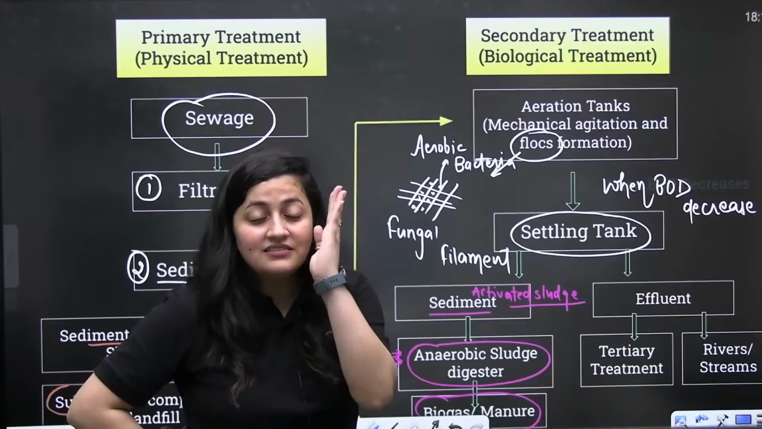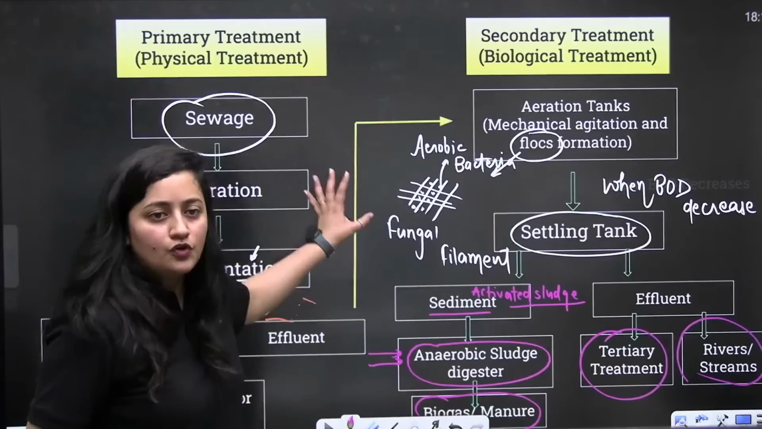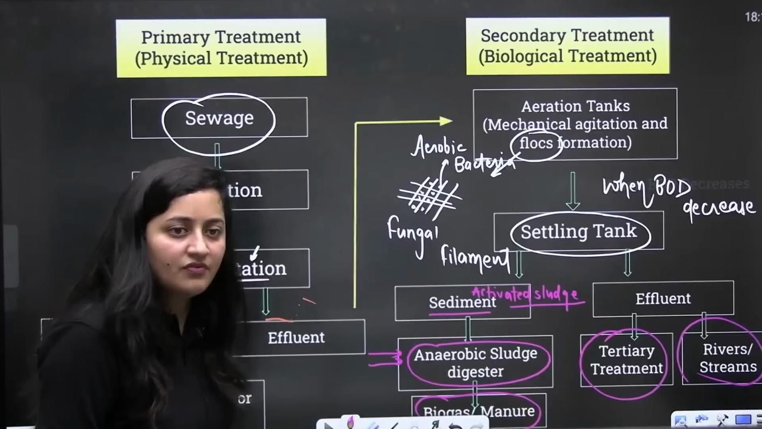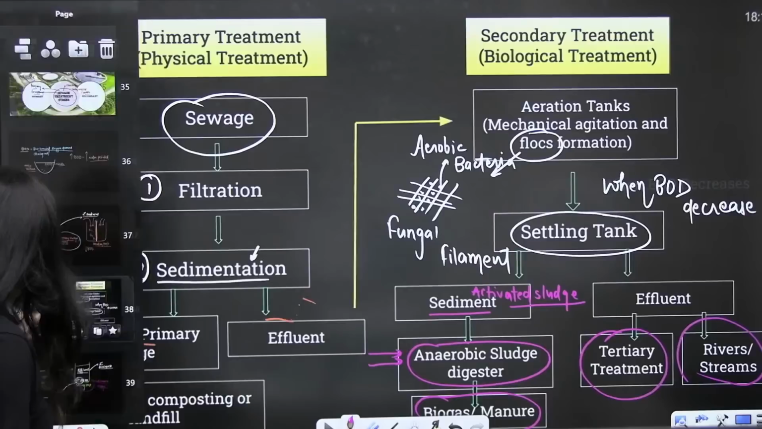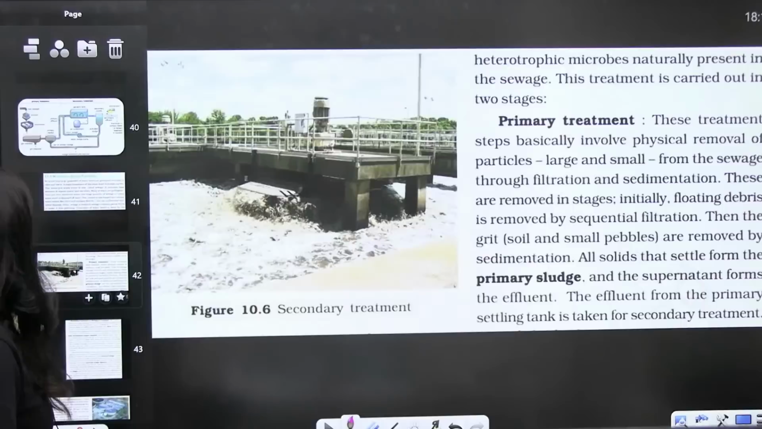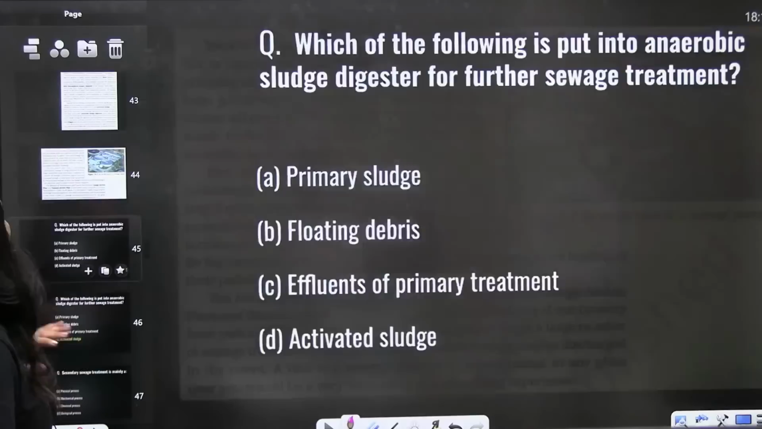Whatever effluent is there, as I said, goes for tertiary treatment or will be released. So, don't you think with the help of this flow chart, we can revise everything? Done. Here you can see the microbes in sewage treatment. We have discussed it. You can read it from NCERT, and if there is any doubt, you are free to ask. Put the doubts in the comment section.